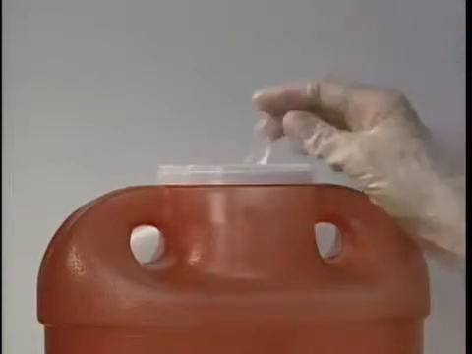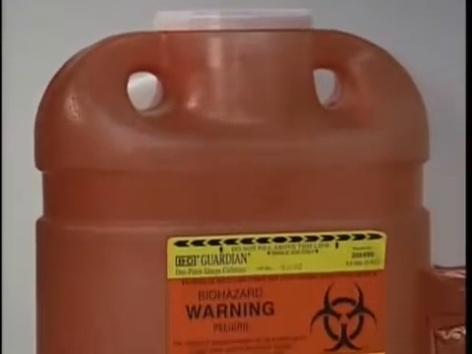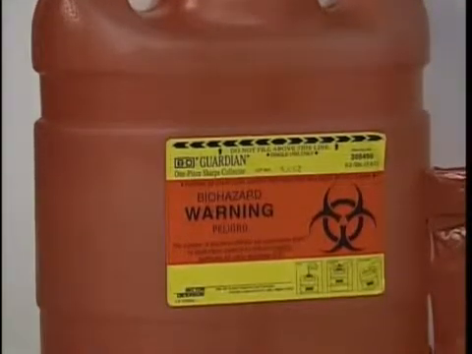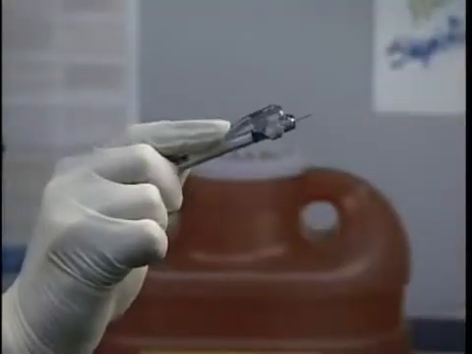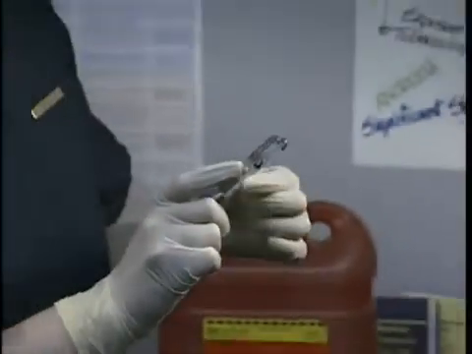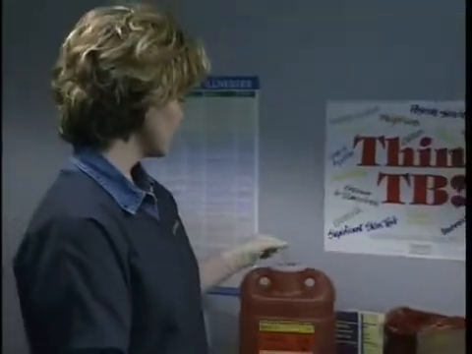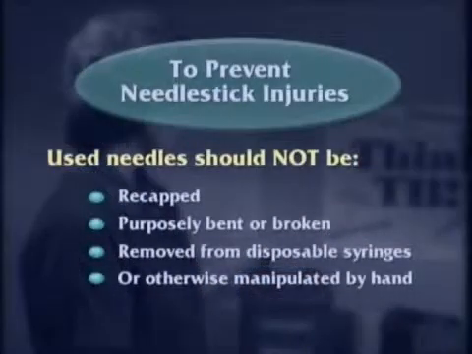Remove the needle without pressing or massaging the area. Next, discard the used syringe immediately in the designated puncture-resistant container. If you're using a safety needle, engage the safety needle mechanism before discarding. To prevent needle stick injuries, used needles should not be recapped, purposely bent or broken, removed from disposable syringes, or otherwise manipulated by hand.